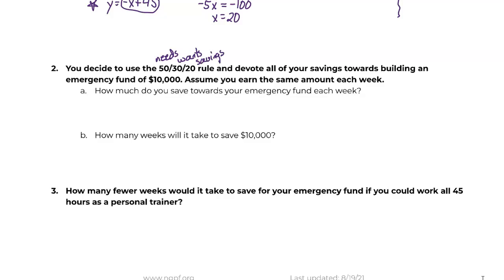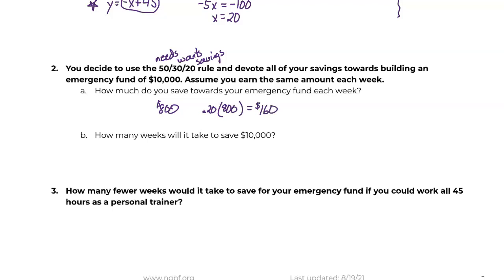Question A says, how much do you save towards your emergency fund each week? Well, how much did we earn in a week again? Remember how that was $800? 20% of that is going to be saved. So 0.20 times 800. That's $160.